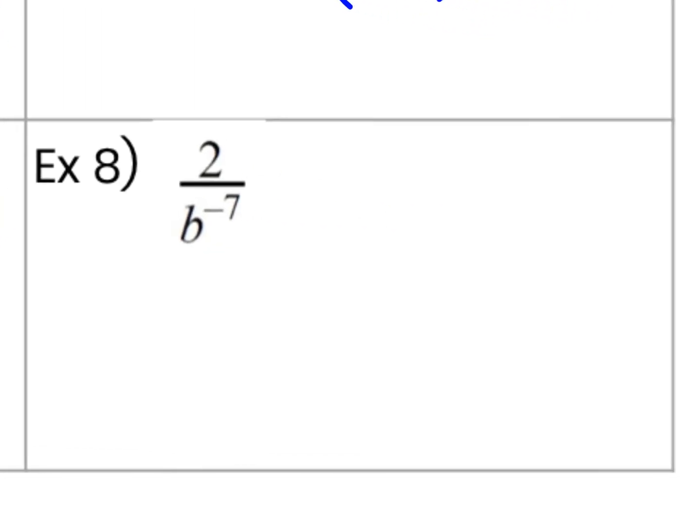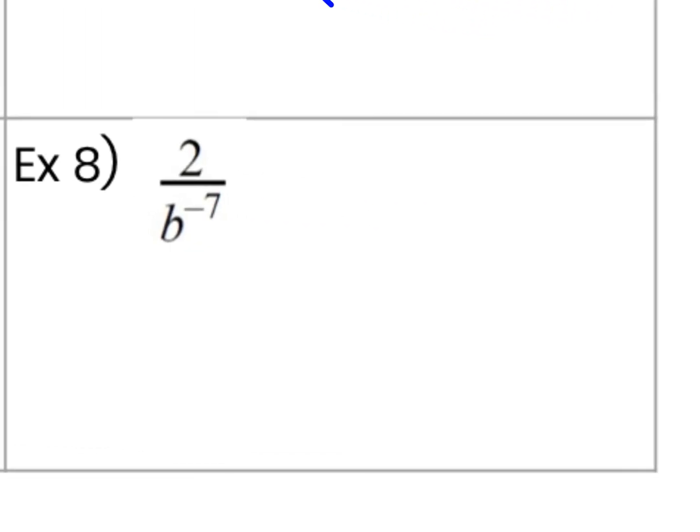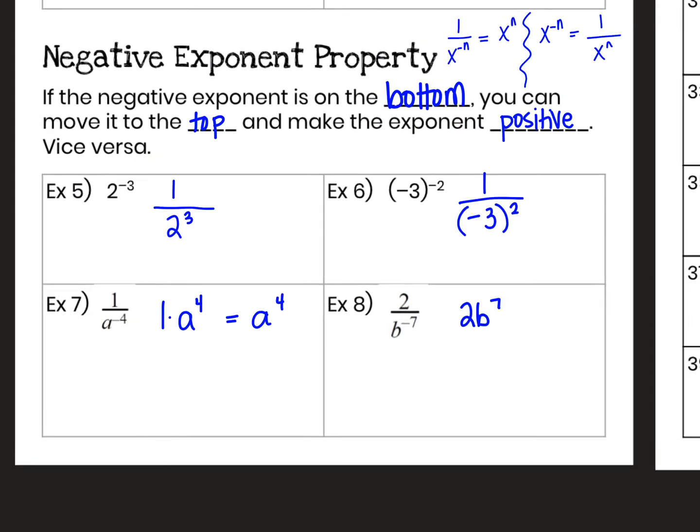And example 8. 2 over b to the negative 7th power. Same thing. The 2 is going to stay where it's at. But that b, because it has a negative exponent, I'm going to move it up to the top. And the exponent becomes positive. And that's all that there is to that, guys.